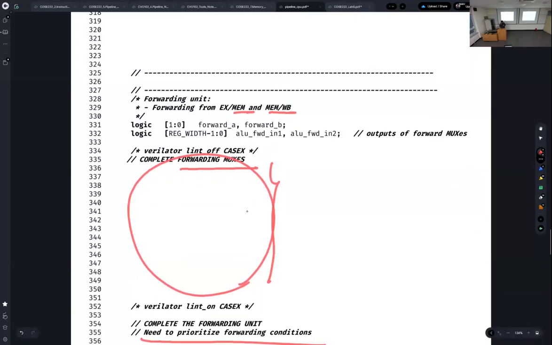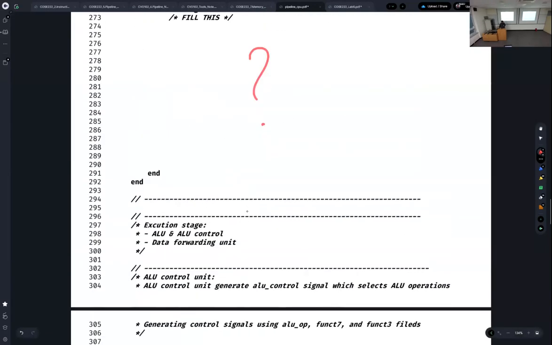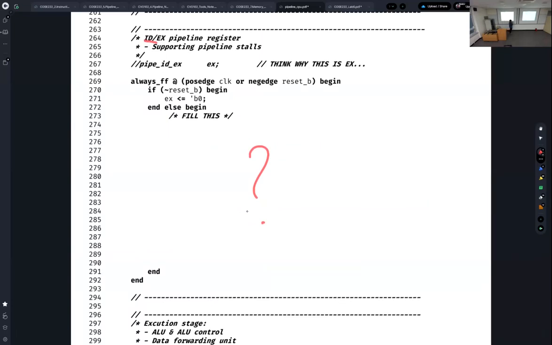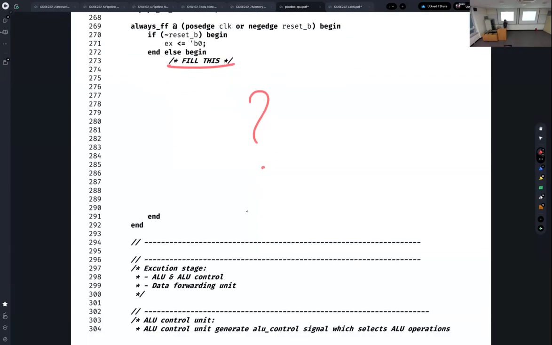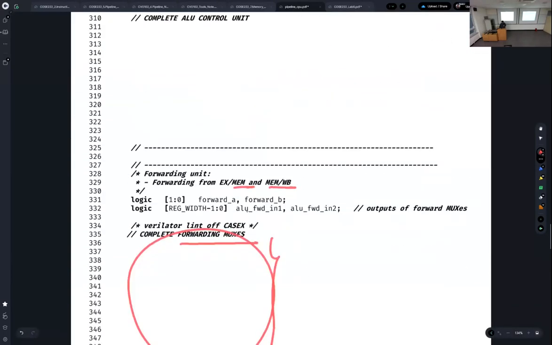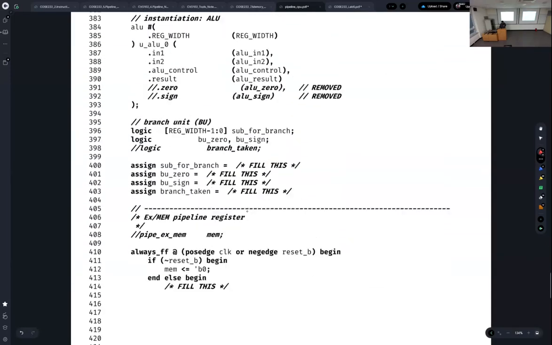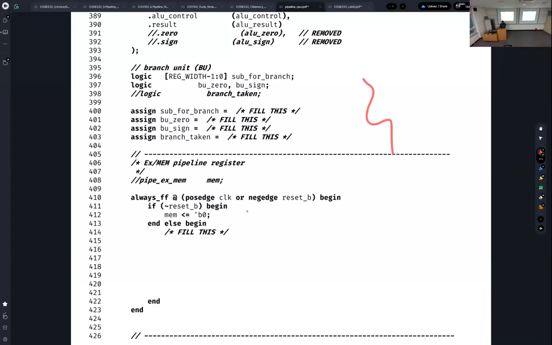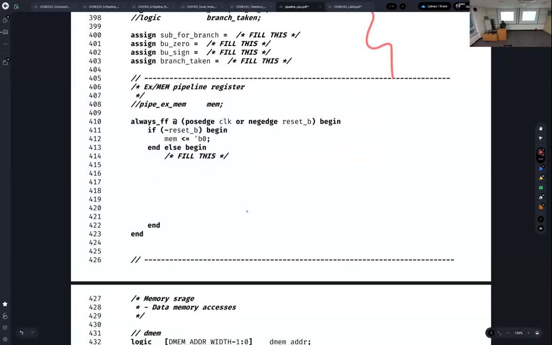Please read the comments in the skeleton code. If you follow the signal flows and the structure of the skeleton code, you can just fill in the blank parts for implementing this pipelined processor. The register unit, ALU, and the branch unit are here, and you can also find the execution and memory pipeline registers.